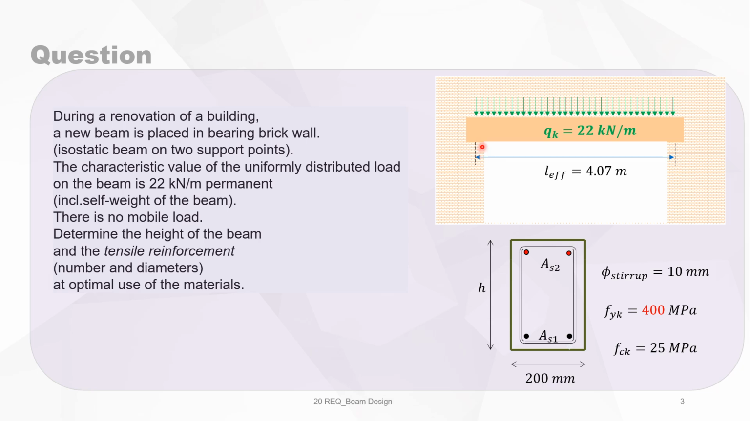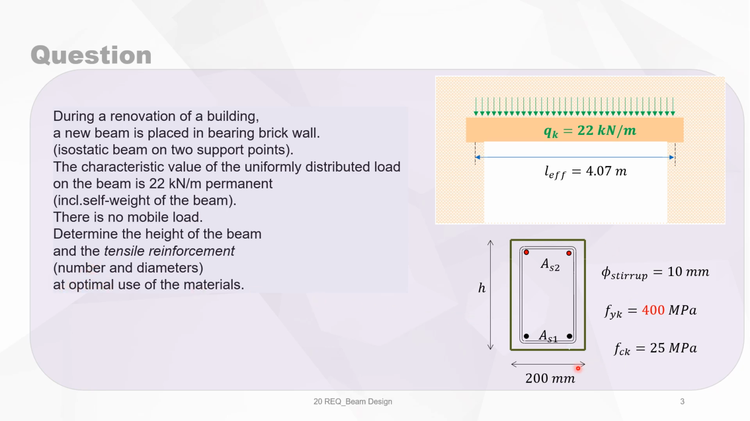You can consider the beam as an isostatic beam on two supports with an effective span of 4.07 meters. The characteristic value of the uniform distributed load is 22 kilonewton per meter. It includes self-weight of the beam too, but there is no mobile load. Determine the height of the beam and the tensile reinforcement, the number and diameters, at optimal use of the materials.